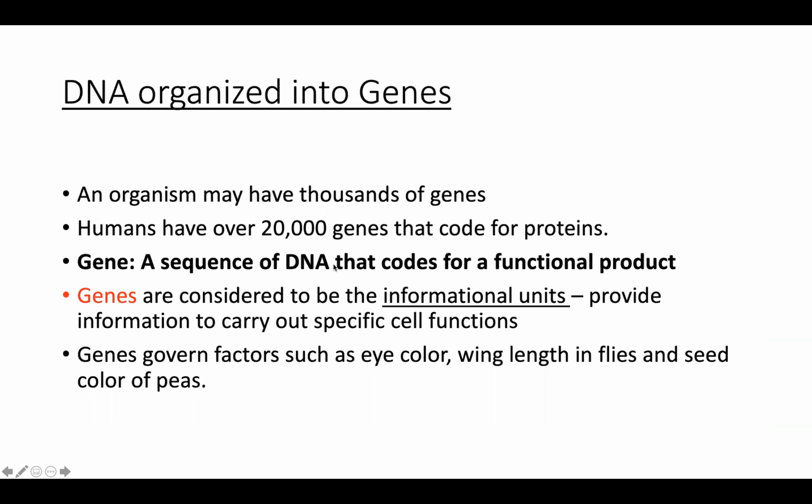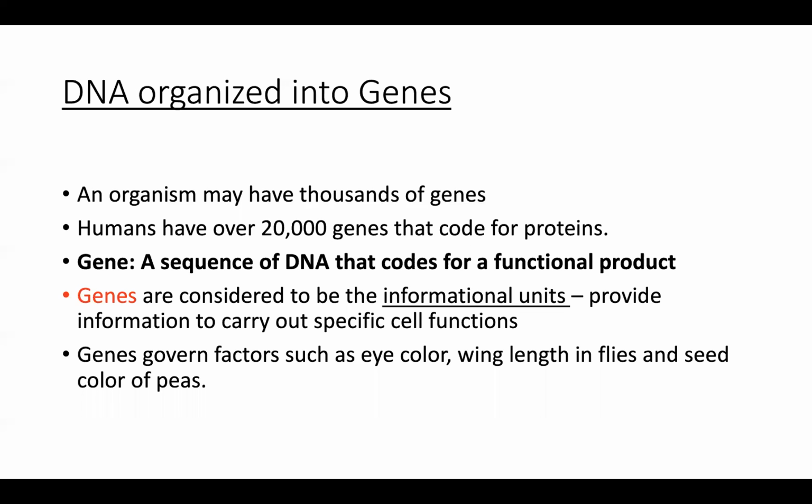So I mentioned the word genes. We've talked about our genes before. An organism may have thousands of genes. We have over 20,000 genes that code for proteins. A gene, by definition, is just a sequence of DNA that codes for a functional product. Those functional products are our proteins. We've been talking endlessly this semester about the role of proteins in our bodies. We know that proteins are the functional units of our cells.